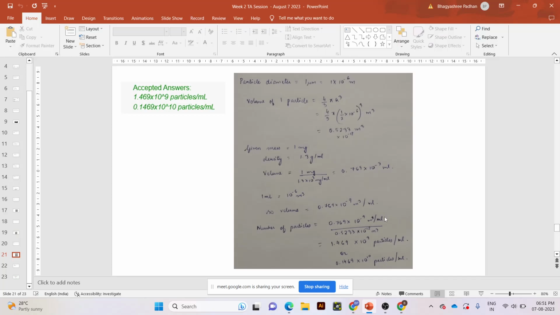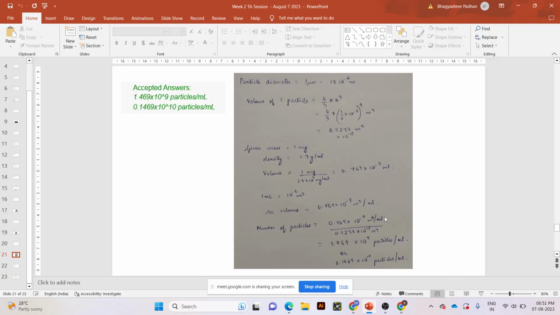So the volume will be mass by density, which is 1 mg by 1.3 mg per ml into 10 power 3 mg per ml. I converted both to milligram, and then this will give you a value of 0.769 into 10 power minus 3 ml, and 1 ml has 10 power minus 6 meter cube, so we can say 0.769 into 10 power minus 9 meter cube present per ml.